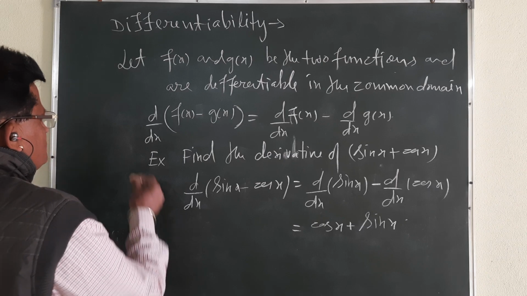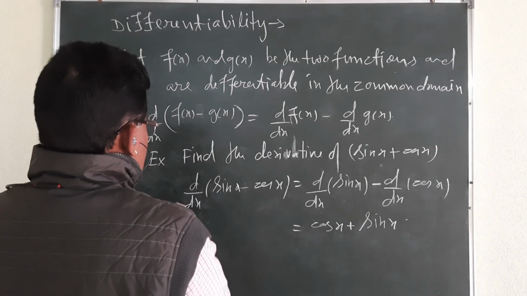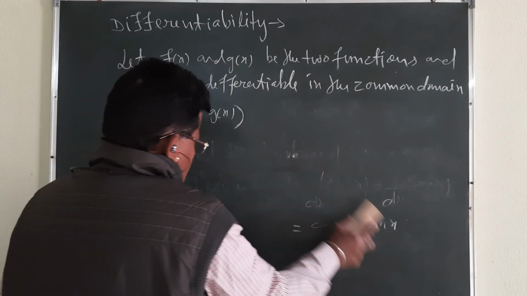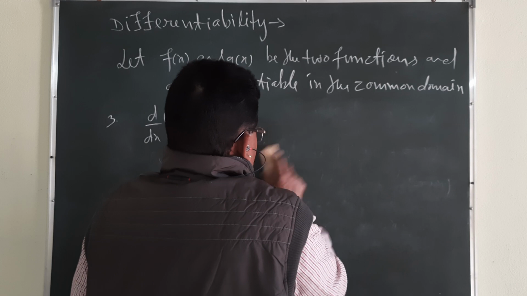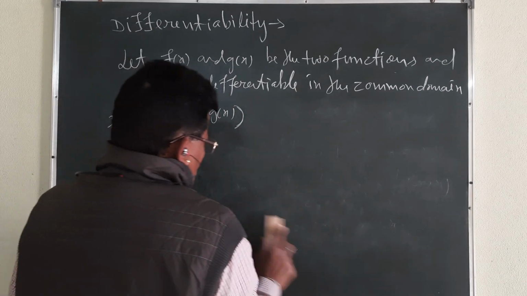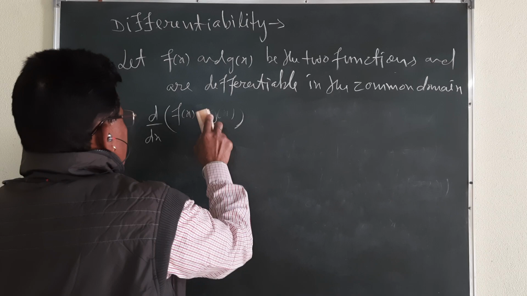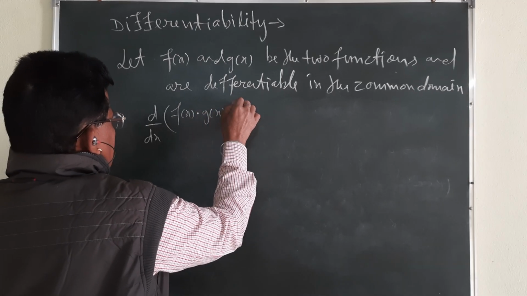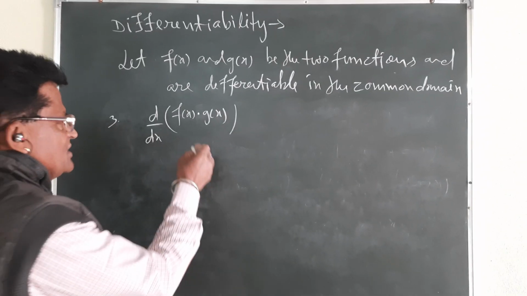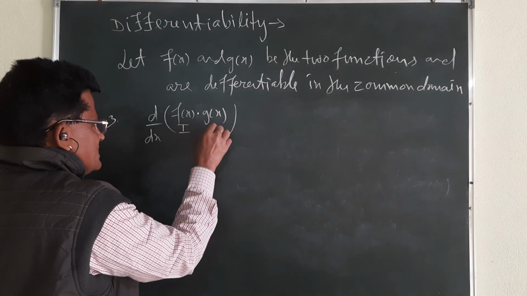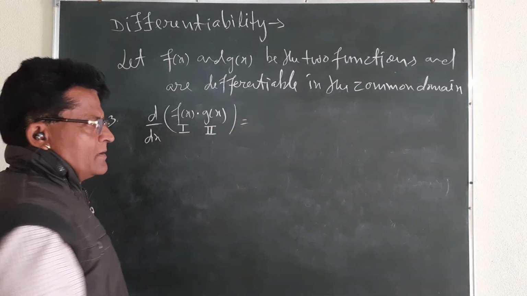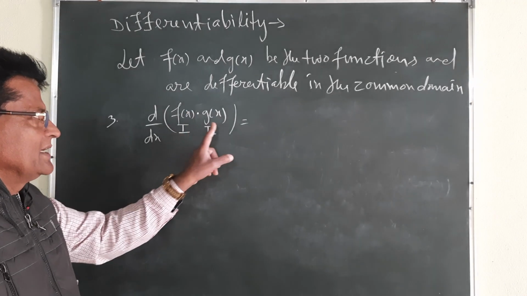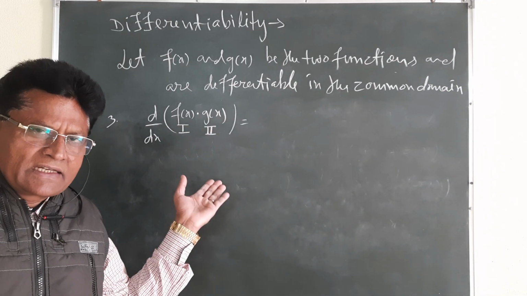Let me take the third case. In the third case, dear student, see, whenever the product of functions will be given. The most important thing while taking the product of functions: when the product of the two functions f(x) and g(x) is given, you must always assume this is the first function and this is the second function. Just to make it easy, I have assumed it will be the first function and this will be the second function. The product of the functions is given here.